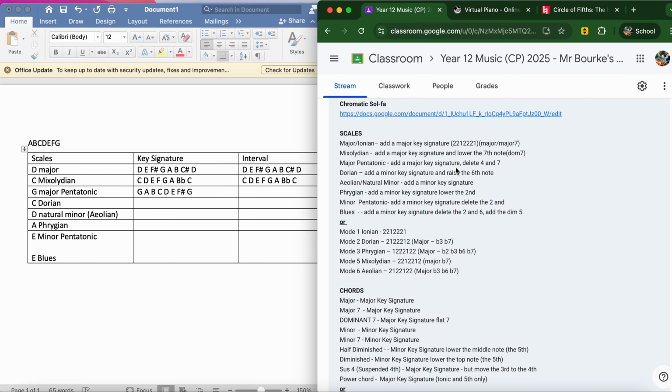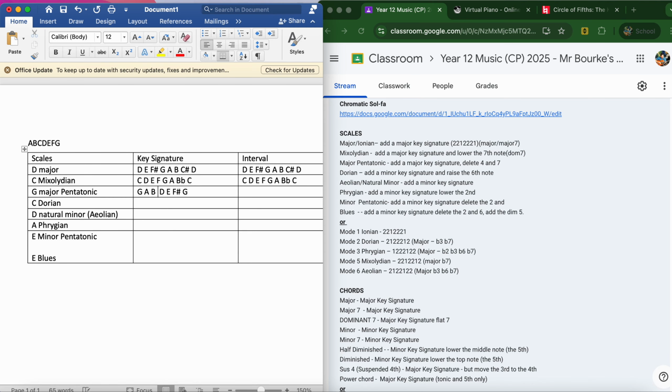And what's the instruction? Delete the 4th and 7th note. 1, 2, 3, 4. And the 7th note is that one. And that's what you get. Or you follow the interval pattern and you end up like that.